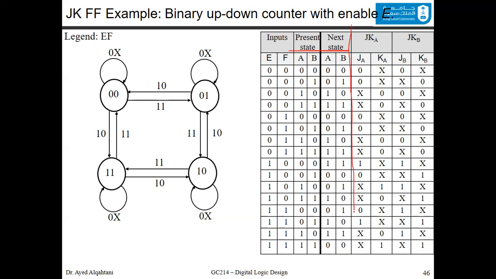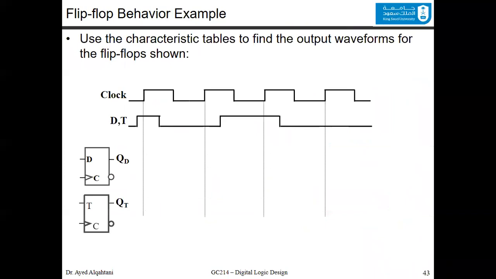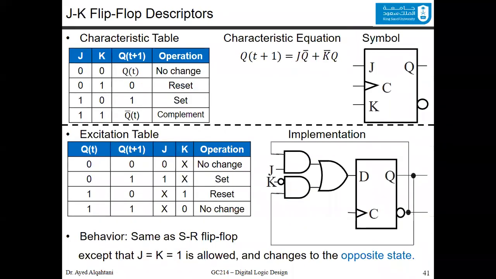What will happen now is we will use the excitation table of the JK flip-flop. That will help me find the remaining columns to help me design the circuit. We will go back to the excitation table of the JK flip-flop. This is the excitation table: 0, 1, 0, 1, 0, 0, 1, 1, and the J is 0, 1, XX, K is XX, 1, 0.